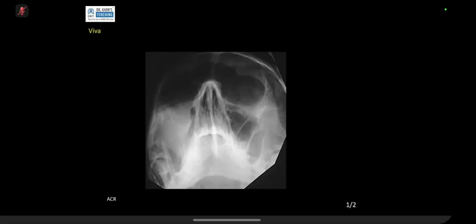Okay, so in this case, there is complete opacification of the right maxillary sinus, and I can still see a small area of air. So looking at this image, there is air and also opacification. This could be due to a mucosal retention cyst, because if it was just fluid inside the maxillary sinus, I would expect to see an air fluid level.